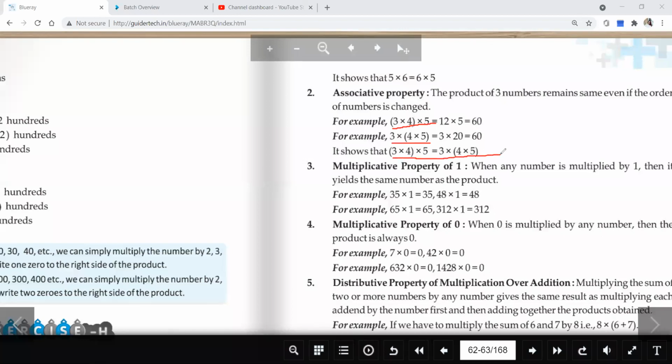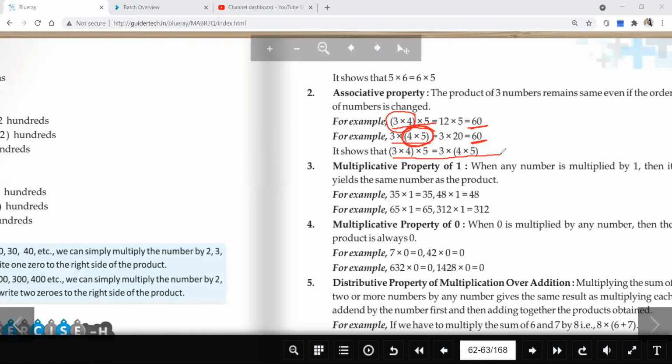Now here you can see that the first bracket is put over 3 and 4. Now in the second case, the first bracket is put over 4 and 5. But the answers are coming the same. That means wherever we put our first bracket, it doesn't matter. Our answer should be the same. Okay, this is the associative property.